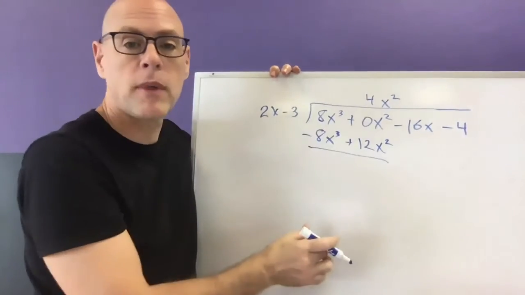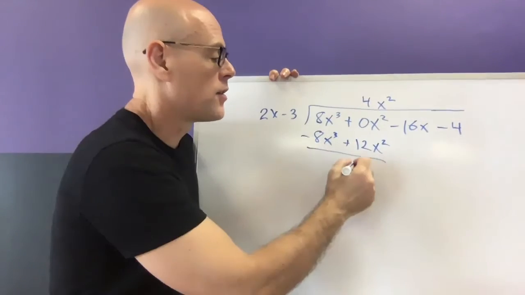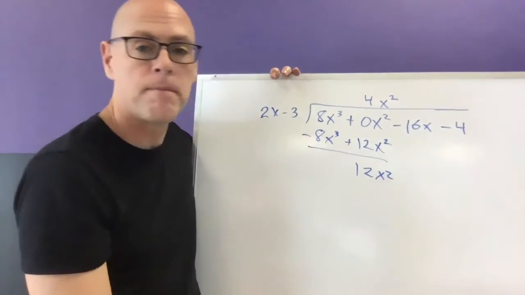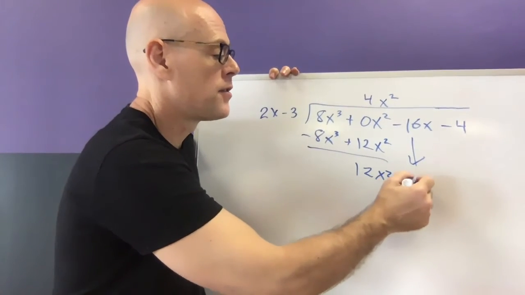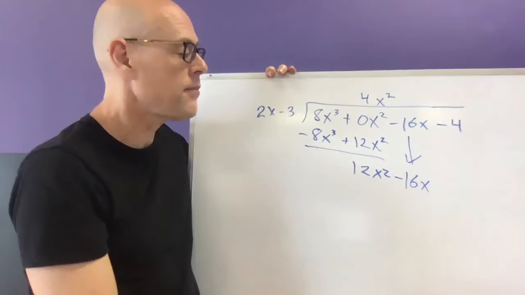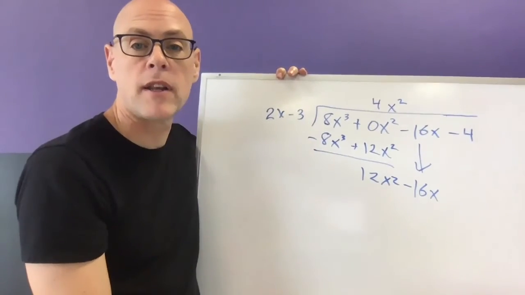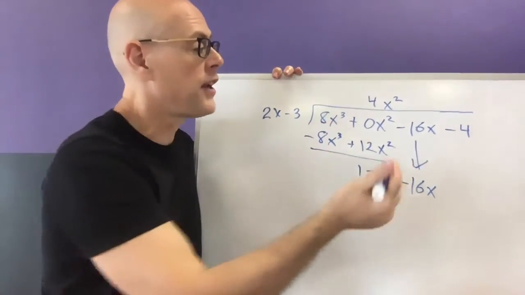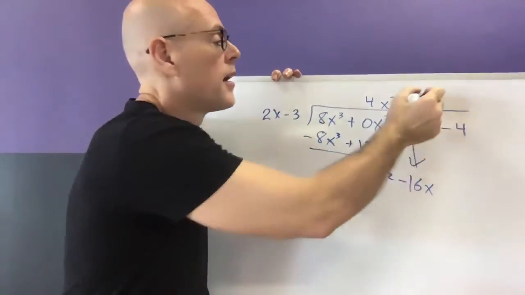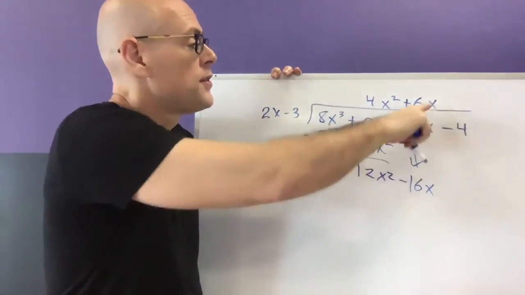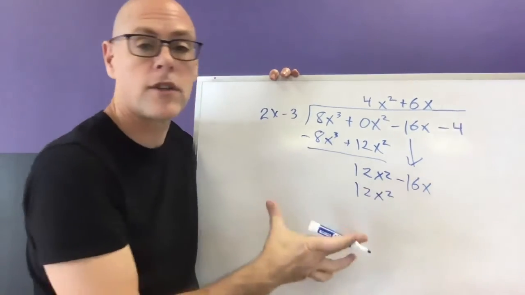So this first term cancels out. It should always cancel out, or you did something wrong. And then the second term is just 12x squared. Okay, and then let's bring down the next term, minus 16x, and let's divide again. So 2x goes into 12x squared how many times? Well, the 2 goes into 12 6 times, plus 6, and the x goes into x squared x times. 6x times 2x is 12x squared, so we're good.